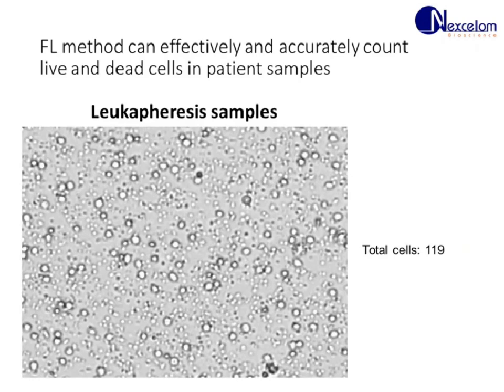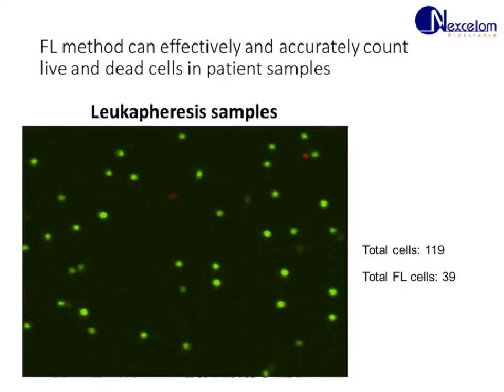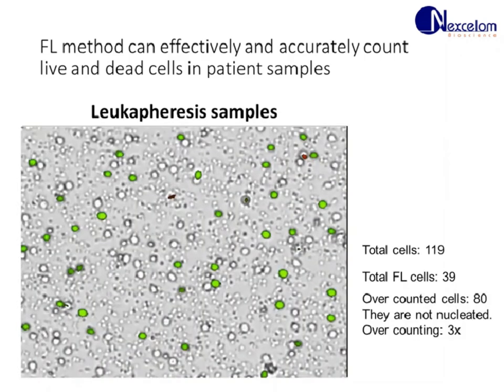So if we use this and look at an apheresis or leukapheresis sample, the fluorescence method can actually count the live and dead cells in these patient samples. By looking at this bright field image, you will probably count the total number of cells with these brightly centered cell objects. But if you put it in fluorescence, only 39 of them have a nucleus. So basically, it is overcounting 80 cells that are not nucleated. So this is probably a 3 times overcounting of the cells in the sample.